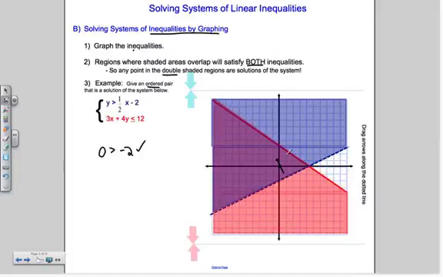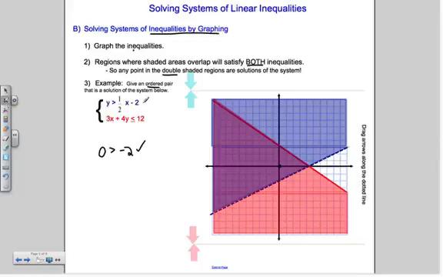And so this is how we look at the system. But what are the solutions to the system? Everything in the double shaded region. So everything in here in purple. Okay? So let's get a for instance. Well, 0, 0 would be one that works for both because it's in the double purple region, right?